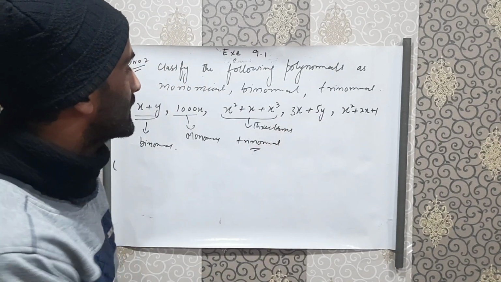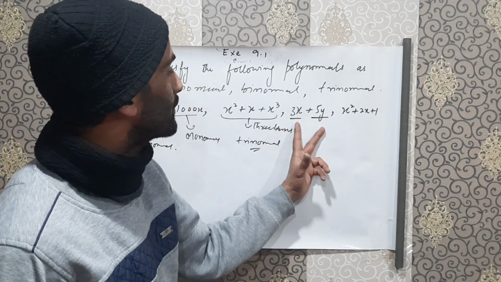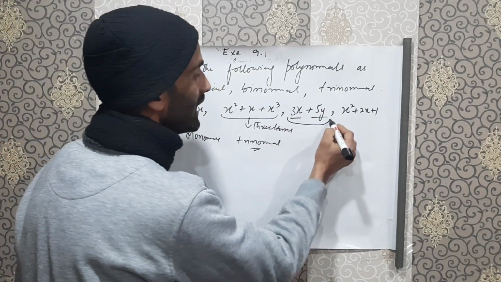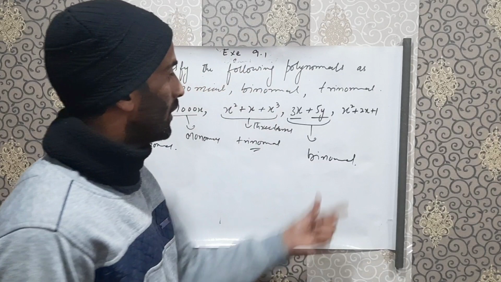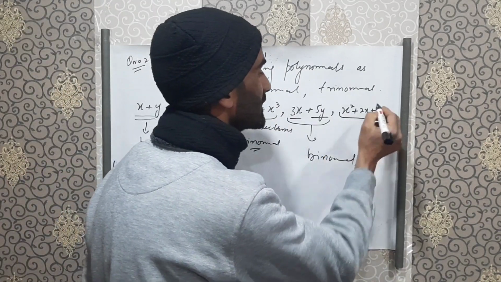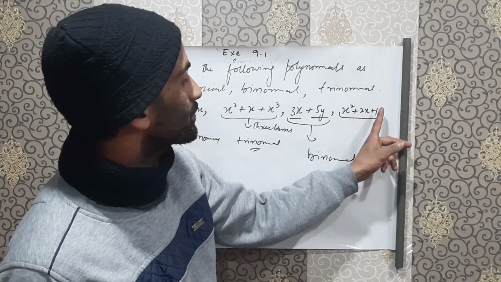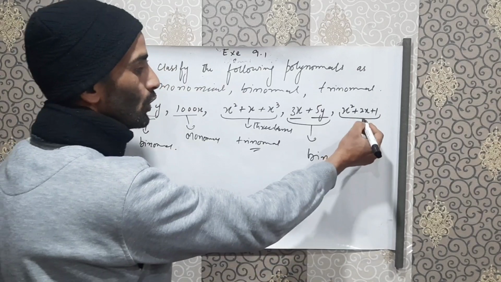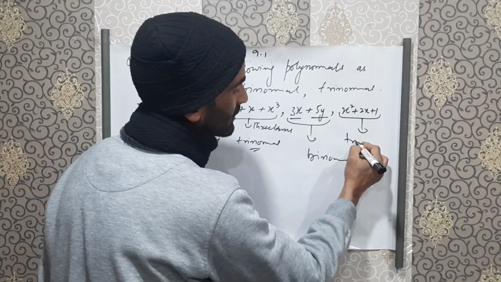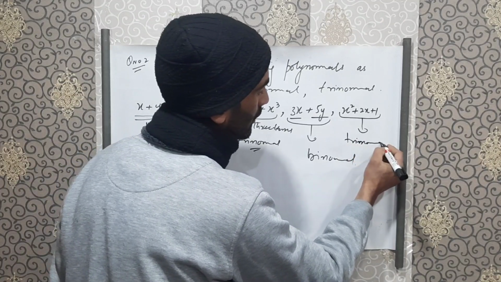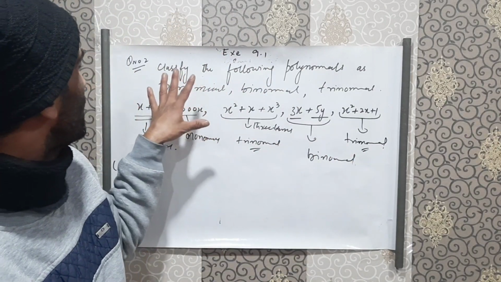Clear? Now next, here it is 3x plus 5y. How many terms in this expression? 2 terms. So this is known as binomial. And now the last expression. x square is one term, 2x is another term, plus 1 is another term. So how many terms are in this? 3 terms. So we can say this one is known as trinomial. And in the same way you have to do question number 2.